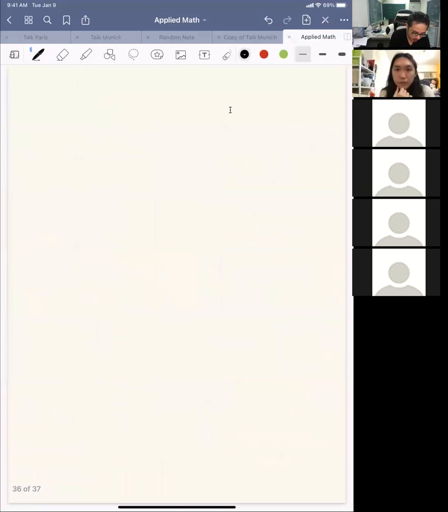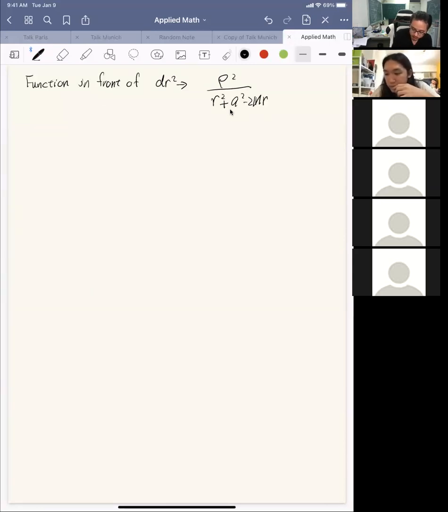So first of all, from the function in front of the dr square, let's just isolate it. This takes the form of rho square over r square plus a square minus 2mr. This function of course has a singularity when r square plus a square minus 2mr is equal to 0. This is the solution, right?